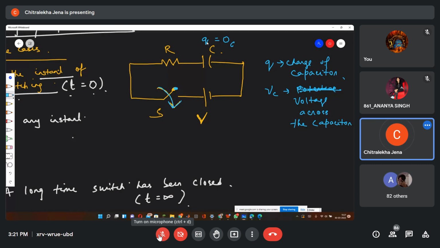Tell me. There is no charge in the capacitor, so what is the potential difference across the capacitor? Let me take it as Vc. And the voltage across the resistor, I am taking it as VR. VR is the voltage across the resistor.